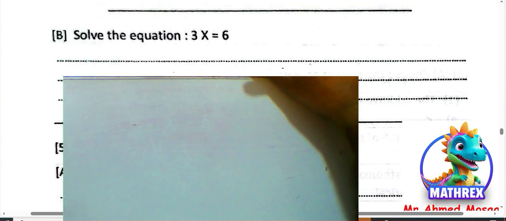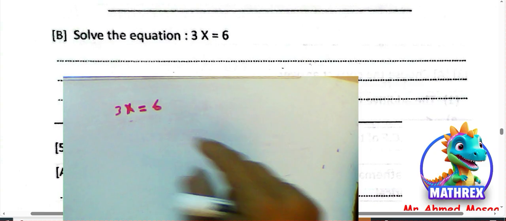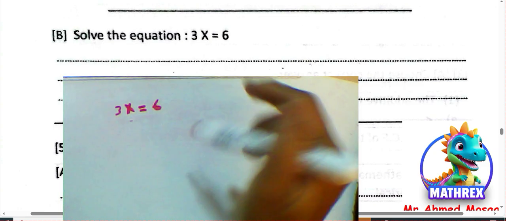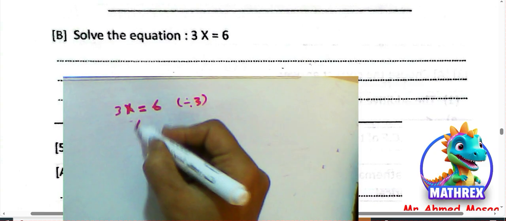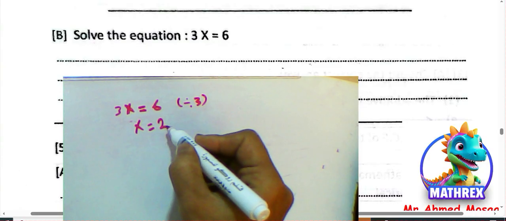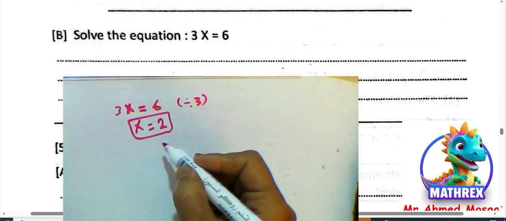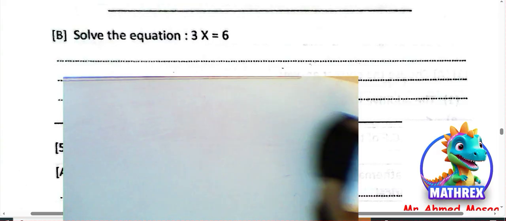Solve the equation. We can solve this equation by dividing by the coefficient of x. Coefficient of x equals 3, then we must divide by 3. The value of x equals 6 divided by 3 equals 2. Then x will be equal to 2. Next question.